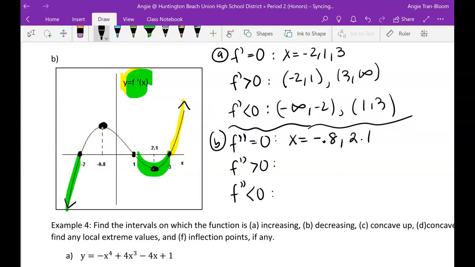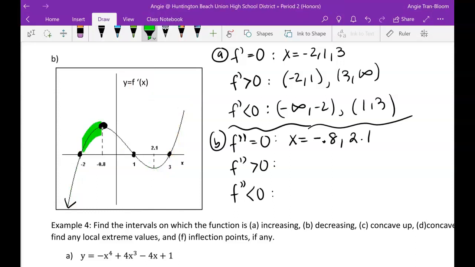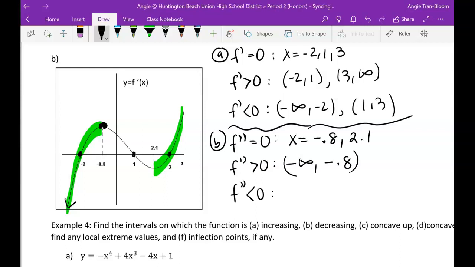So let me unhighlight. Okay. So it's positive from here to here, and positive from here to here. So I am going to go -infinity all the way to -0.8, and I can use 2.1 to infinity. So that's when the slope of f prime is positive. Now, when is it negative? Yellow highlighter, here it comes. So it's negative from here to here. So that's going to be from -0.8 to 2.1.